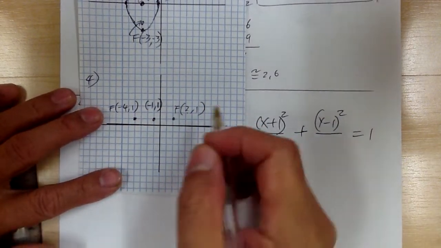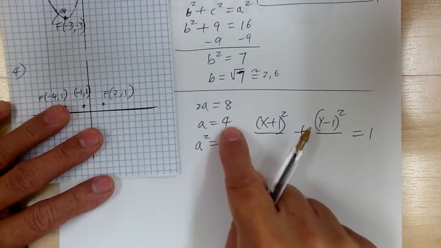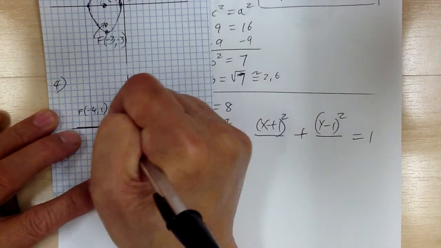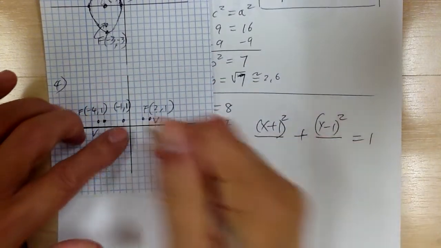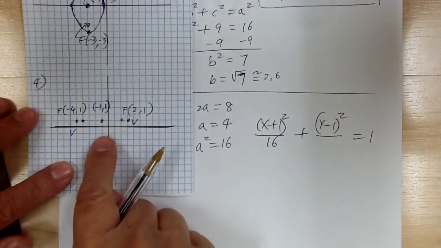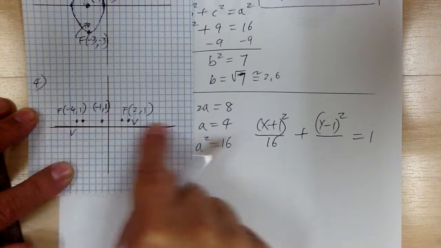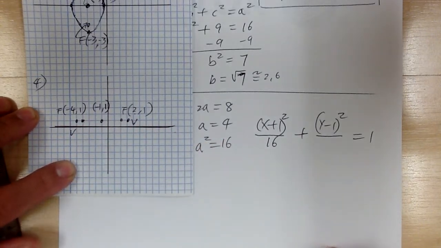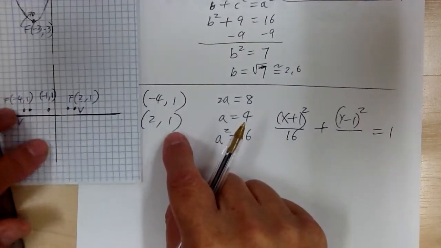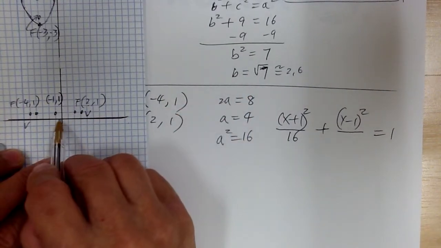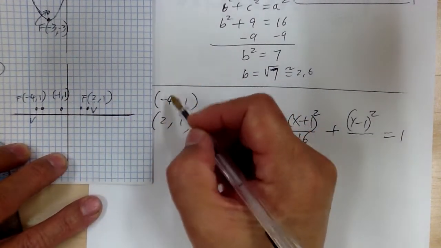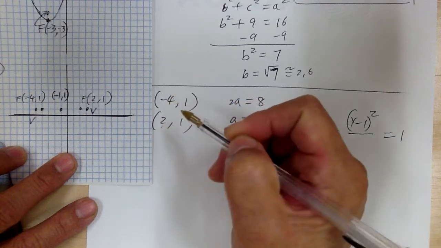Now the a is equal to 4, so you go 4 this way, so that's the vertex. That's the x direction, so the 16 will go under the x. You have to look at the picture to see what direction your major axis is. Then after that, you have to figure out the b squared, so you have to use the Pythagorean theorem. From the picture, to find the c, all you have to do is find the distance between the foci and divide by 2.